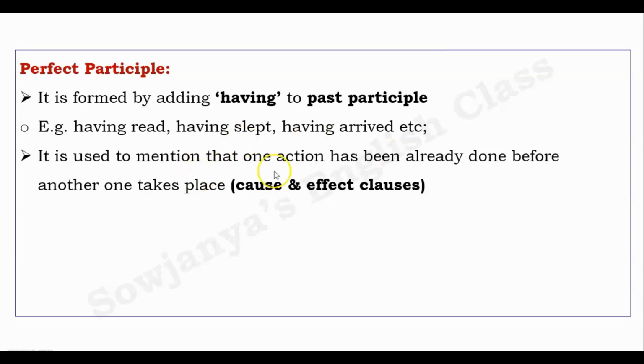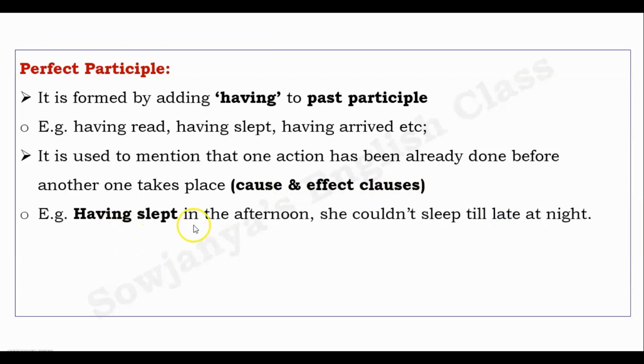It is used to mention that one action has already been done before another action takes place. That is what our cause and effect clauses are. For example, having slept in the afternoon, she couldn't sleep till late at night. Having slept in the afternoon, this action has already been done. And why is she not able to sleep till late at night? Because she slept in the afternoon. Cause and effect clauses. So it can be reduced by using perfect participle. It is a combination of having plus V3.